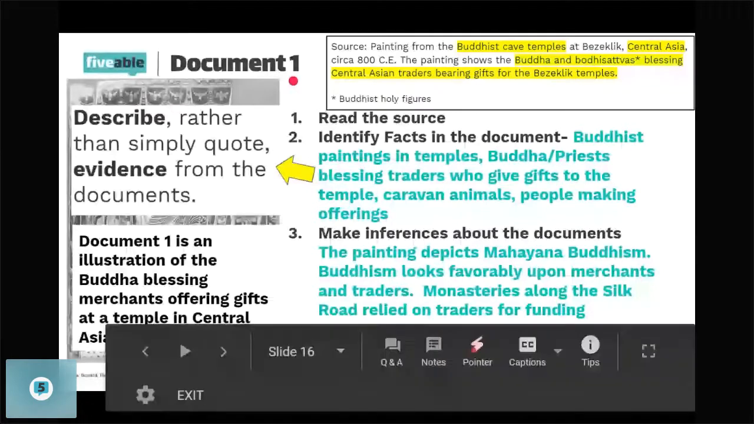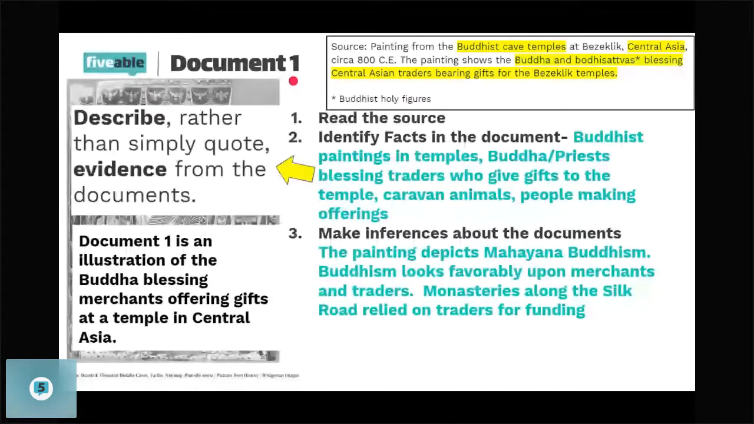You want to mention the document. You need to say document 1, or according to document 1. A lot of times teachers want you to write out the whole title of the document. But look at this one. This one's long: the painting from the Buddhist cave temple at Bezeklik, Central Asia, and so on. Your teacher obviously doesn't want you to write all that out. You could say the painting from the Buddhist cave temples. I have actually broken down and just let my students say document 1. It's maybe not the proper way, but they won't take points off if you call it document 1.